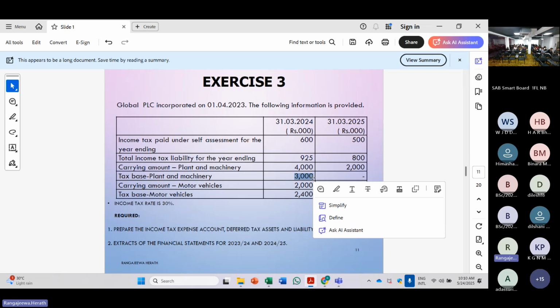So for accounting purposes you can depreciate 4,000 more. But the tax base is only 3,000.